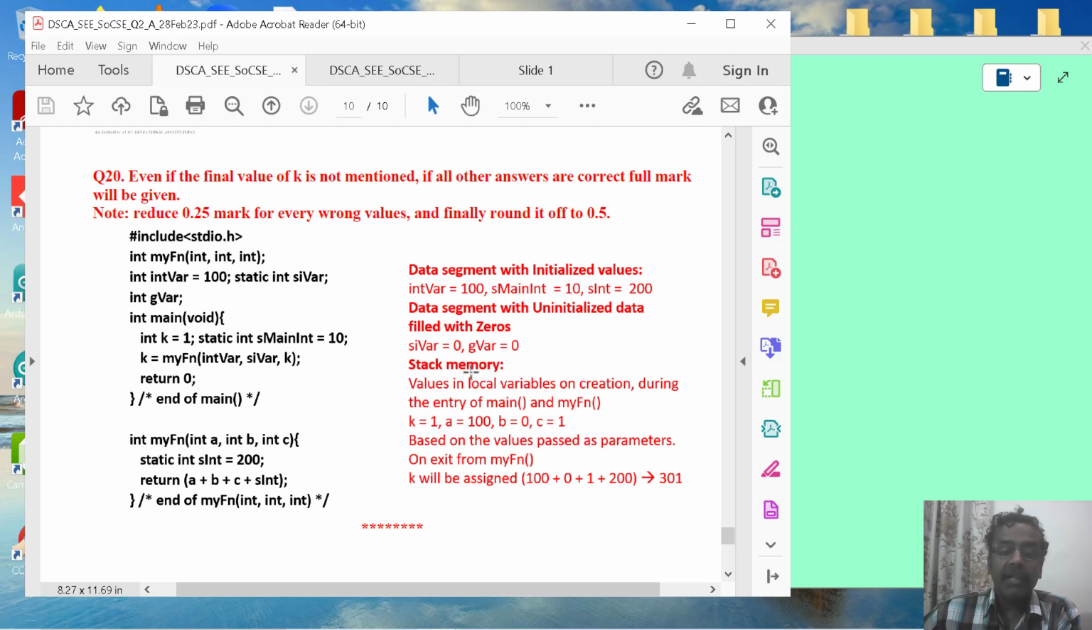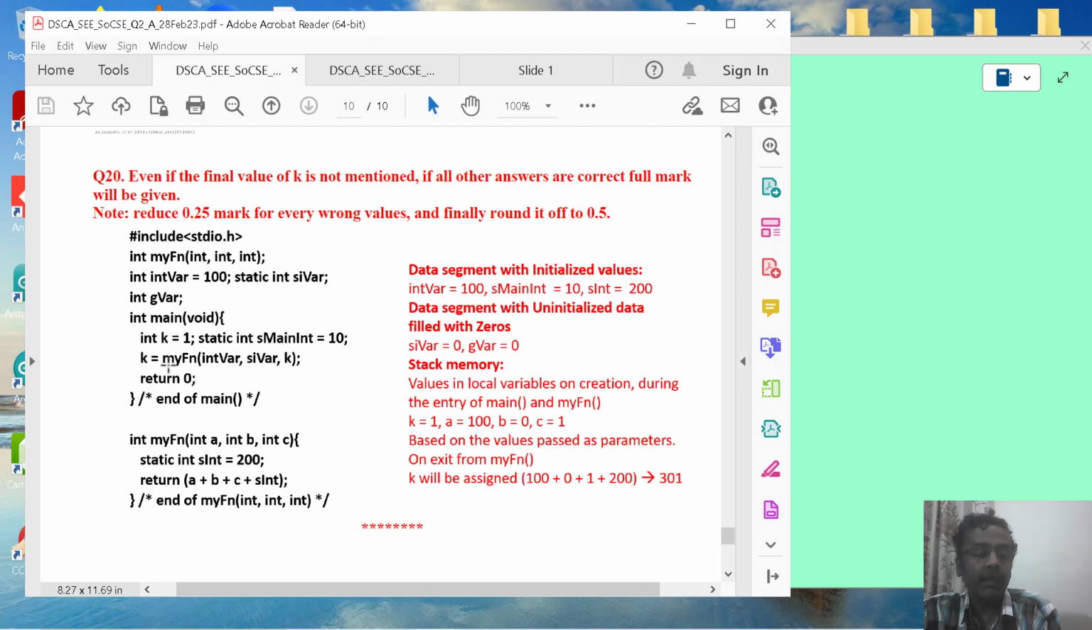Now what about the uninitialized data? If a user is not initializing it, it will be initialized by the tool. The static main int is initialized to 10, and the static int is initialized to 200. Initialized values are put together in the data segment, and uninitialized global and static variables are together, also in the data segment, but they are all filled with 0. And then all the local variables are in the stack. So this is what you are supposed to explain.